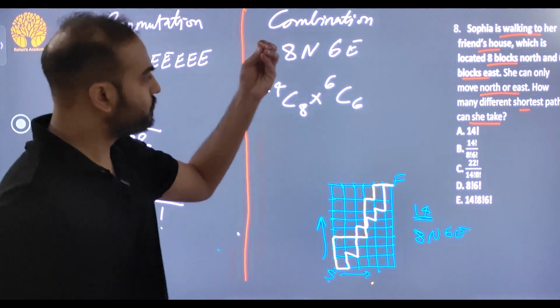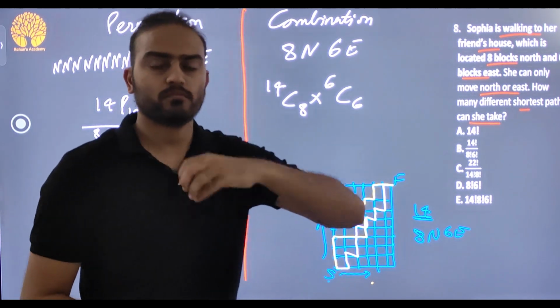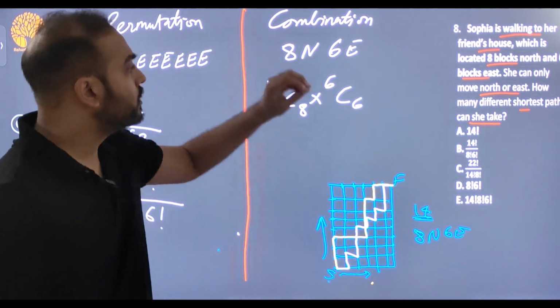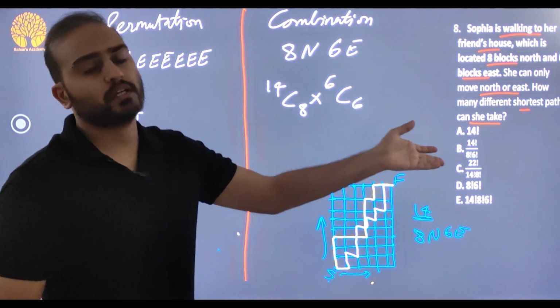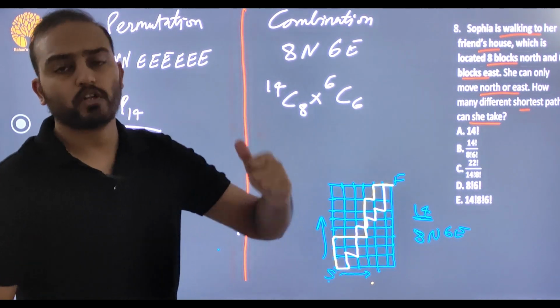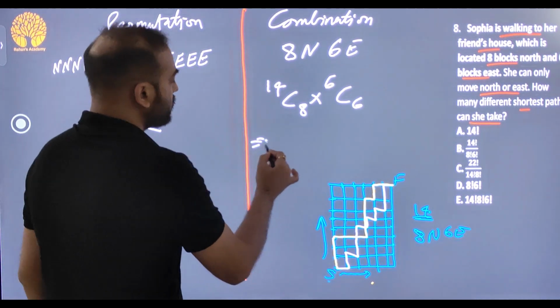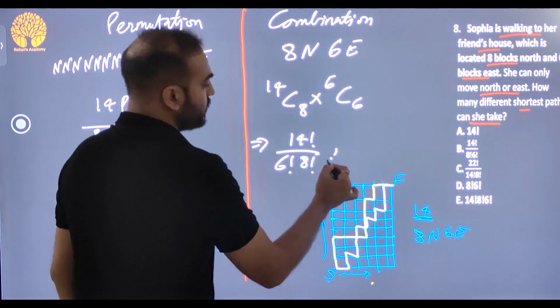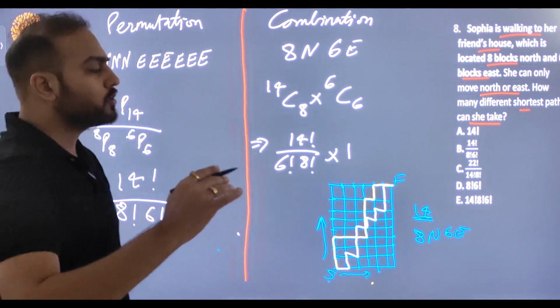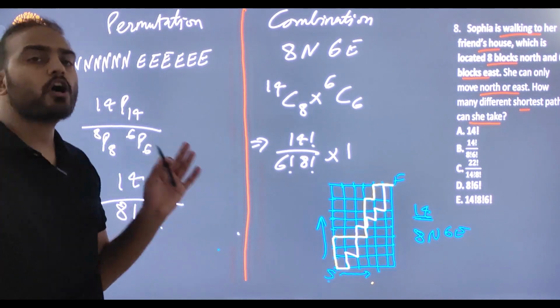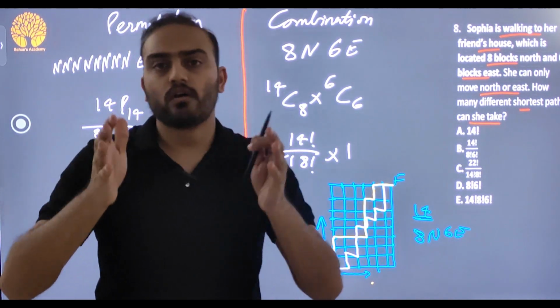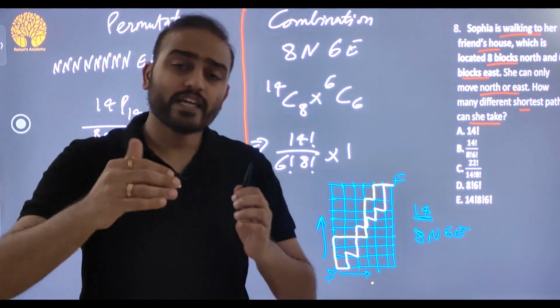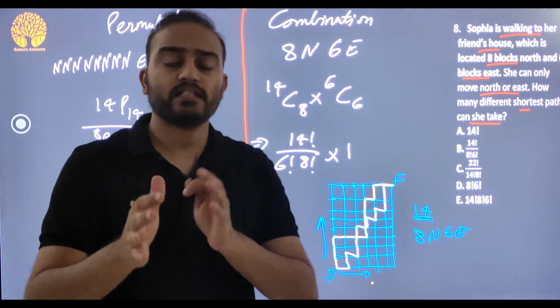So from 14, pick any 8. These are your north steps. From the remaining 6, pick all the 6. These are your east steps. So if we solve this, that's again 14 factorial by 6 factorial, 8 factorial times 1. So as I said, it does not matter what or how you want to approach. Just think what you think is happening here.